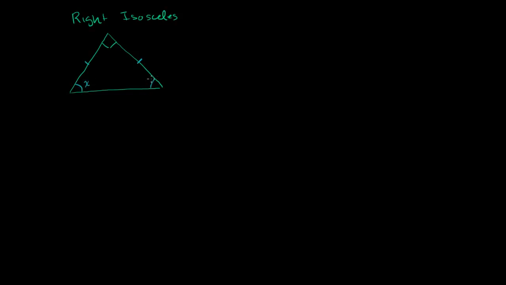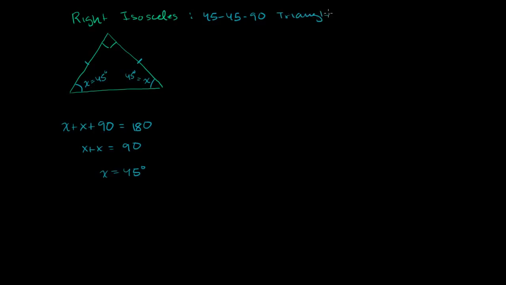And if we call the measure of these base angles x, then we know that x plus x plus 90 has to be equal to 180. Or if we subtract 90 from both sides, you get x plus x is equal to 90, or 2x is equal to 90. Or if you divide both sides by 2, you get x is equal to 45 degrees. So a right isosceles triangle can also be called, and this is the more typical name for it, a 45, 45, 90 triangle.